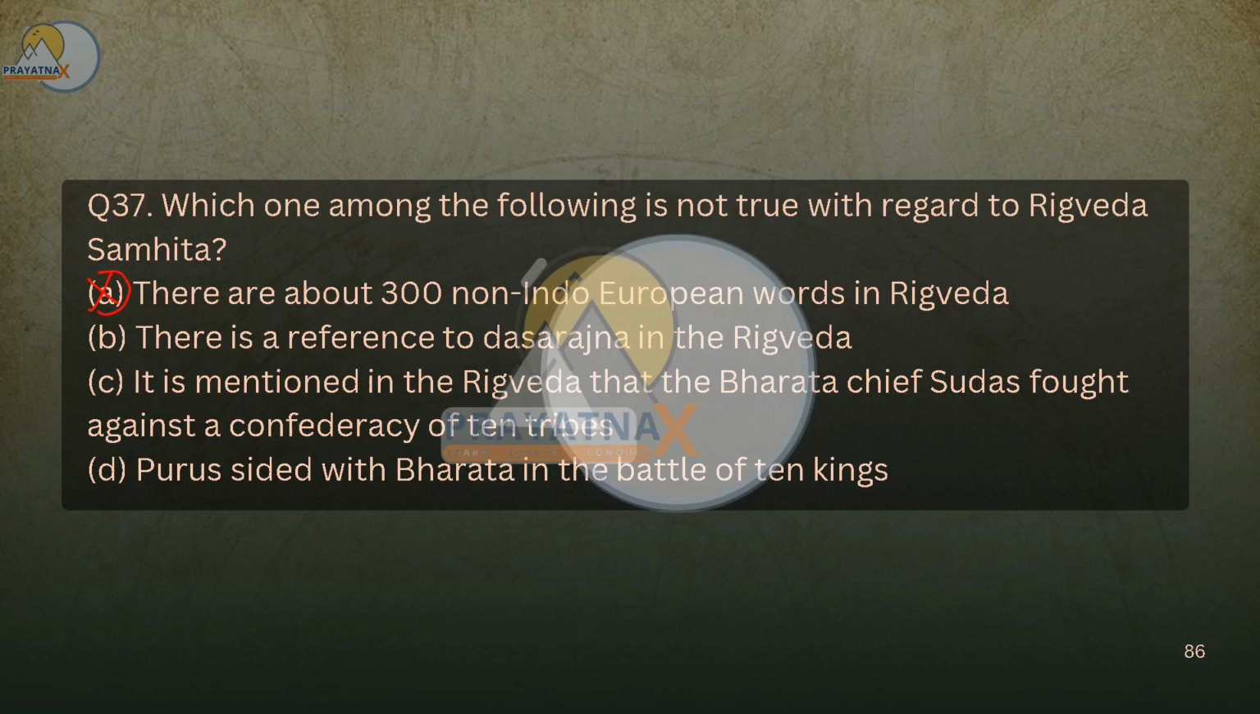So obviously this statement is not true. Let us look at the other statements. This is a reference to the Dasrajna War. This is true. It is mentioned in the 7th mandala. Now it is mentioned in the Rigveda that the Bharata chief Sudas fought against the confederacy of the 10 tribes. Now this is correct. It did happen. Now Poru sided with Bharata in the battle of 10 kings. This is also true.